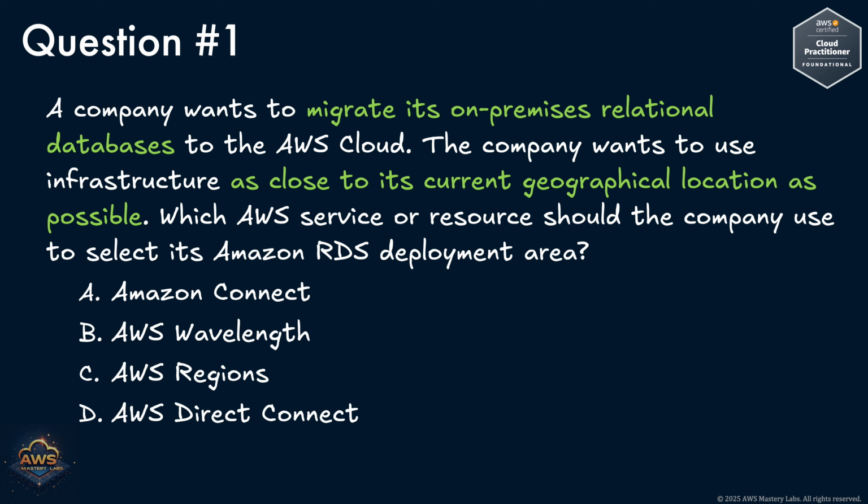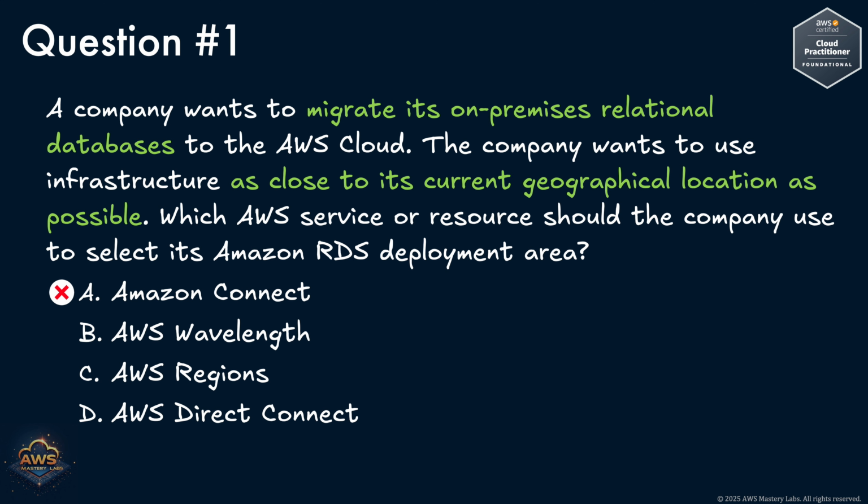Let us identify and interpret key phrases in the question that will help with answering it. Migrate on-premises relational databases. This immediately tells us we're dealing with Amazon RDS or a similar managed relational database service. As close to its current geographical location as possible. This is crucial. It indicates the need to choose where in the AWS global infrastructure the workload should reside, primarily for reasons like latency, data sovereignty, or regulatory compliance.